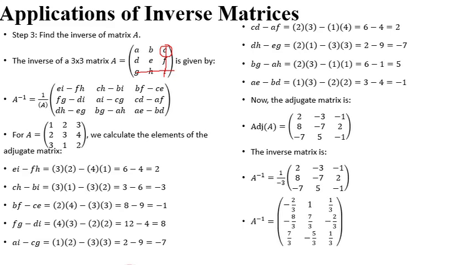And EI minus FH, which should be here, being 2, this becomes 2, this becomes minus 3, minus 1, 2, minus 3, minus 1, 8, minus 7, 2, minus 7, 5, and minus 1. So this becomes the adjuncts. So do not forget that the inverse of the matrix is 1 all over the determinant multiplied by the adjuncts. So you then have to divide all the elements here by minus 3. So if done well, you should get something like this as the inverse of the matrix A.